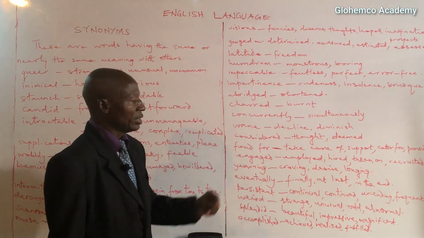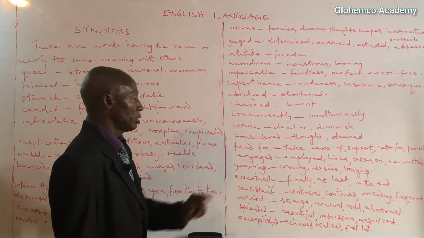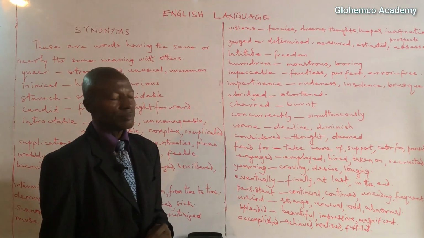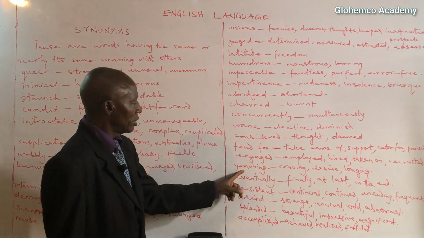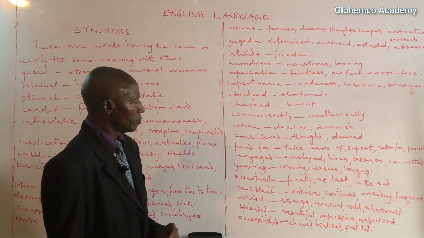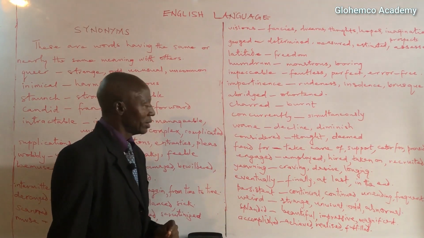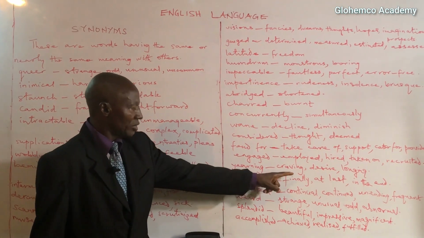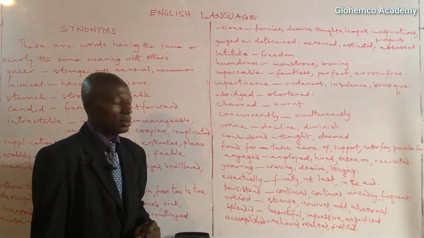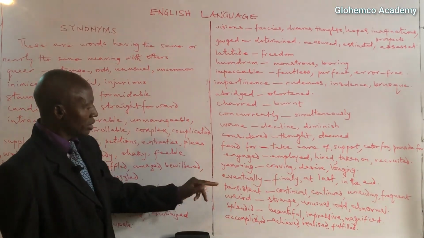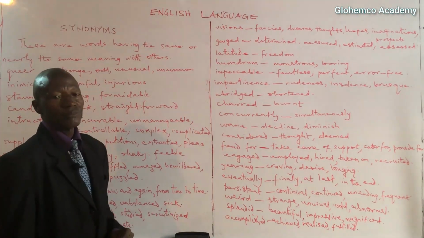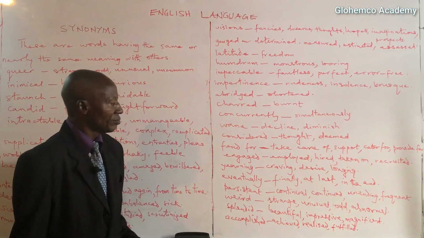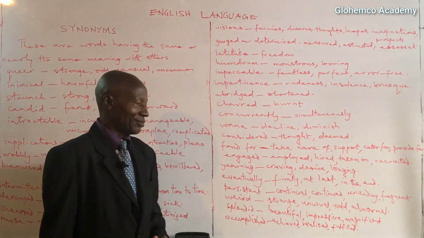We have the next one, which is engaged. To engage a person: employed, hired, taken on, or recruited. Then we have the next one, which is yearning. I hope you are catching what I'm saying. Yearning. Take note of each of the words. Craving, desire, and longing. All right. The next one here is eventually, finally, at last, in the end.